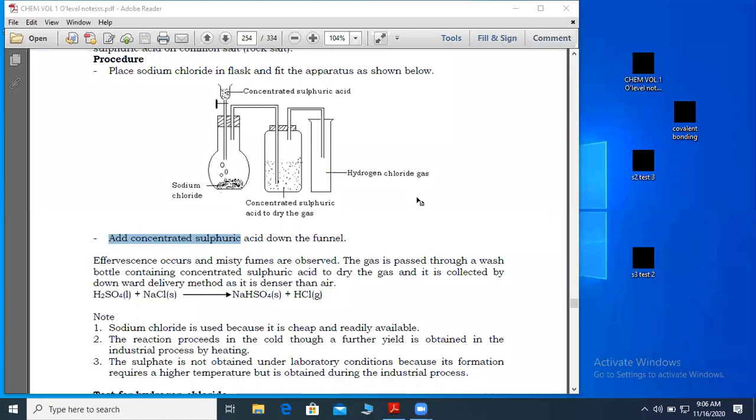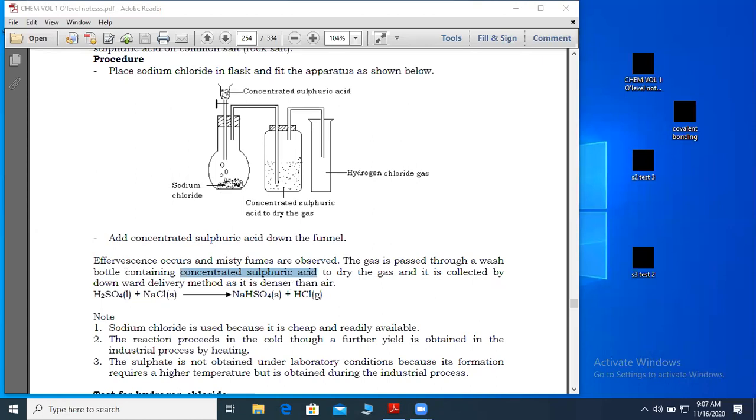So that is the condition. Now, after adding concentrated sulfuric acid, the effervescence will occur, and that means a gas is given out. If you look at the question, they are telling us to also name the drying agent. And the drying agent is right here, because we are saying the gas is then passed through a wash bottle containing, so this is our drying agent, concentrated sulfuric acid, and its role is to dry the gas.